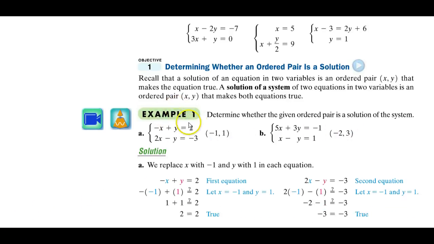Now for letter A, putting the -1 for the x and a 1 for the y ends up in a true statement for the first one, and also a true statement for the second one. And the work is here.